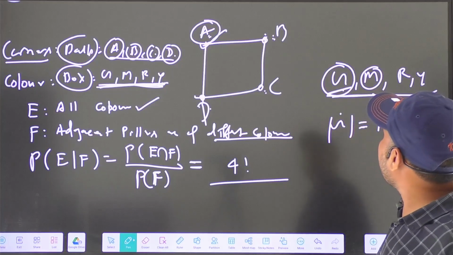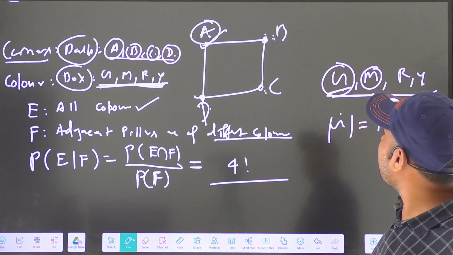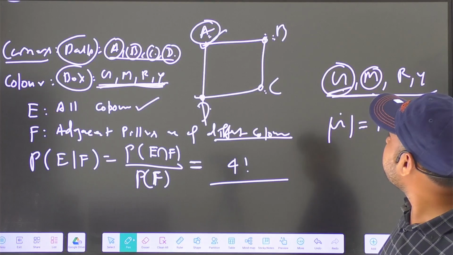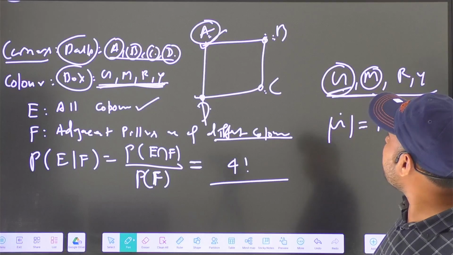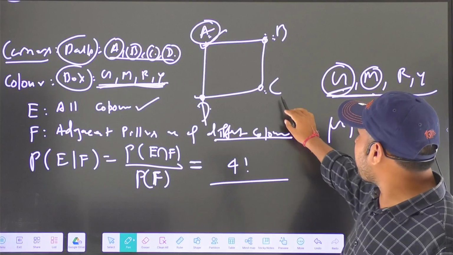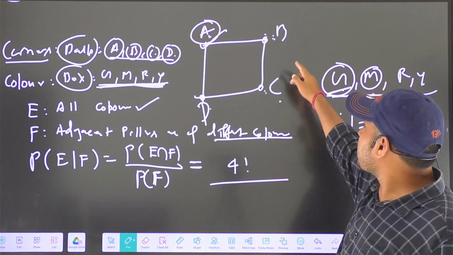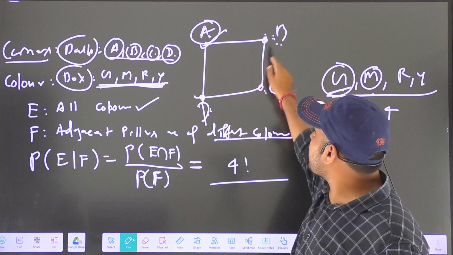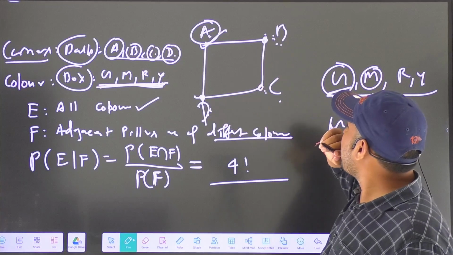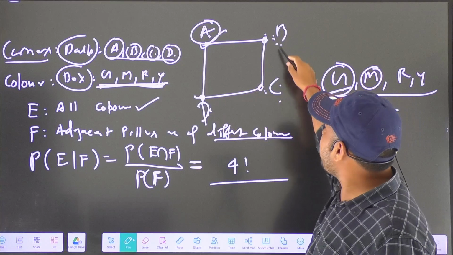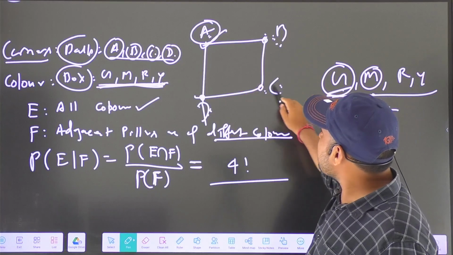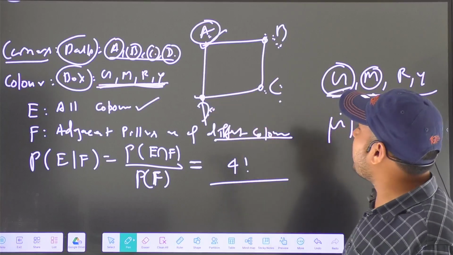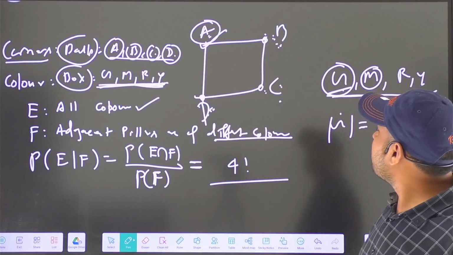Yes, sir, it is a kind of arrangement. So A has 4 choices, B has 3 choices, then C again has 3 choices, except B. But you have to leave the 2 adjacent, right? So C and B will have different colors. C and D will have different colors. B and D may have the same color, no problem.